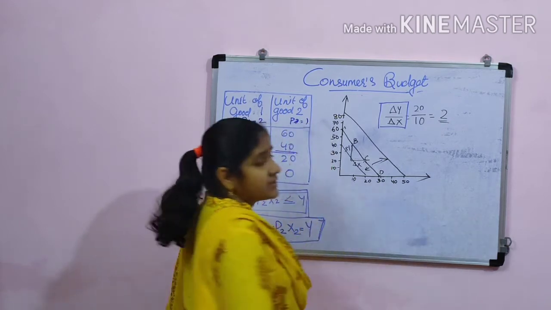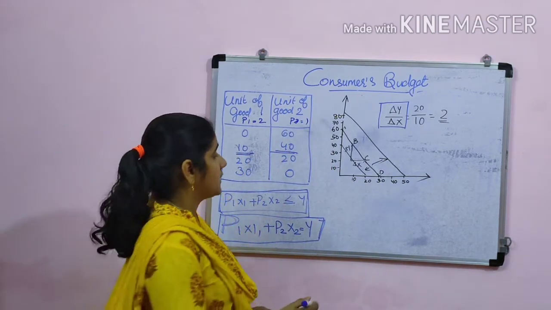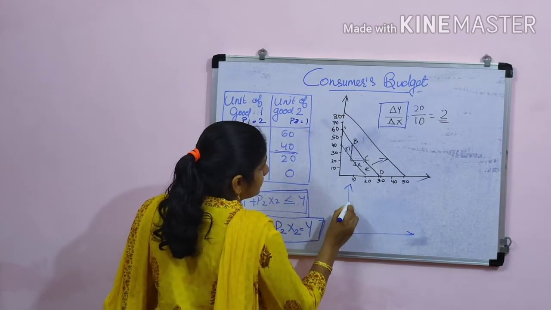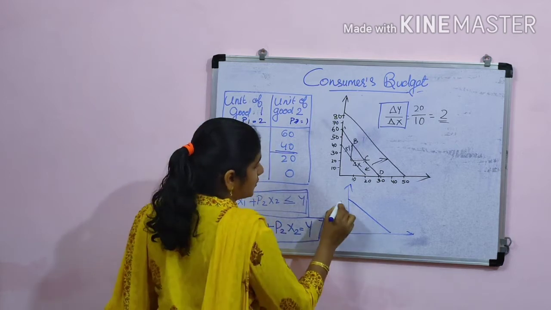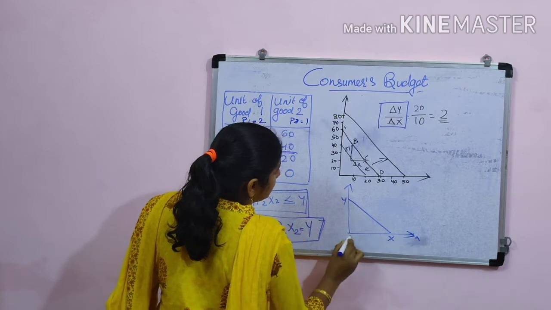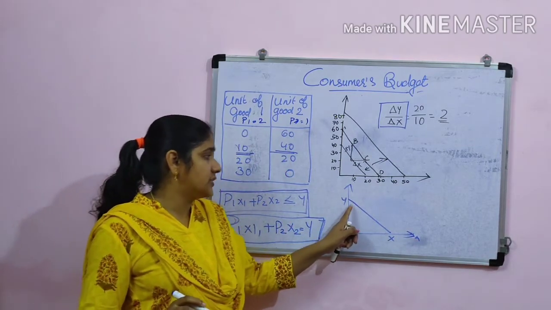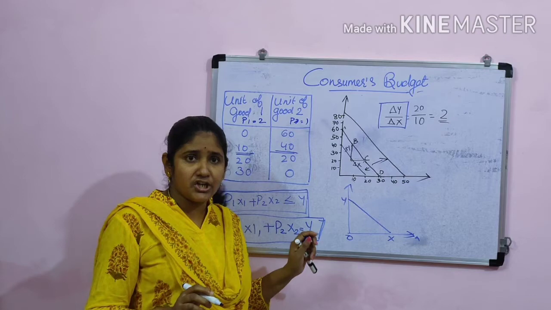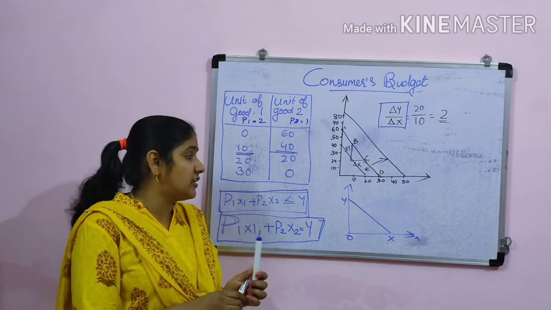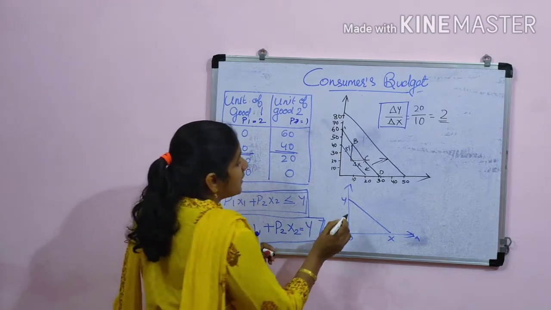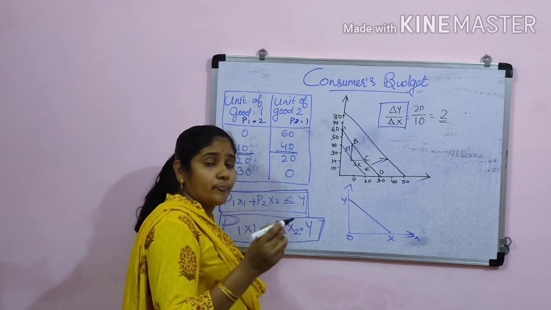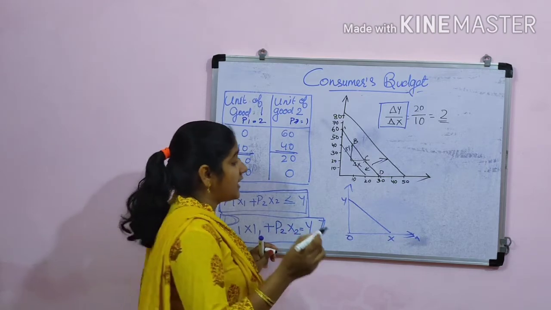But sometimes we experience another type of movement, which is known as rotation. Now rotation means, imagine that this was the initial price line. Okay, Y, X, this is X, this was the initial price line. Now you imagine that the price of the commodity X decreases.